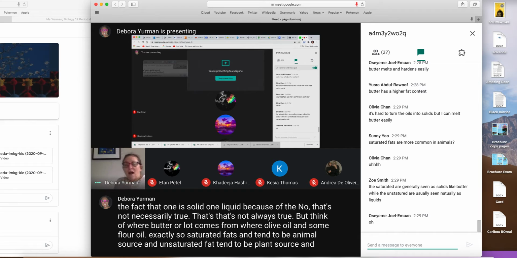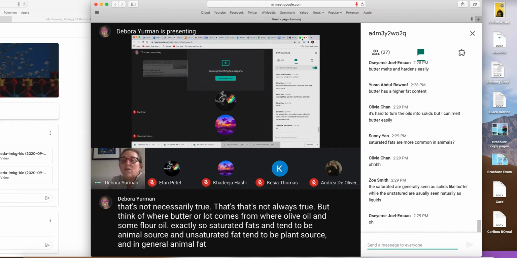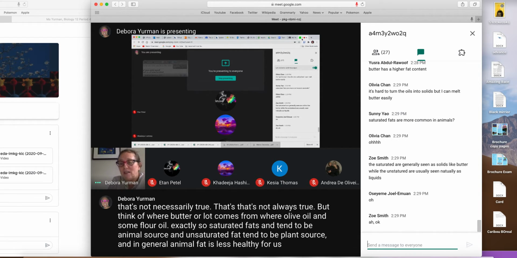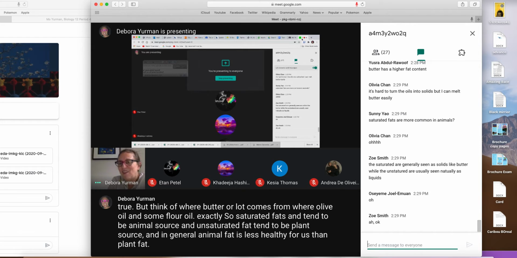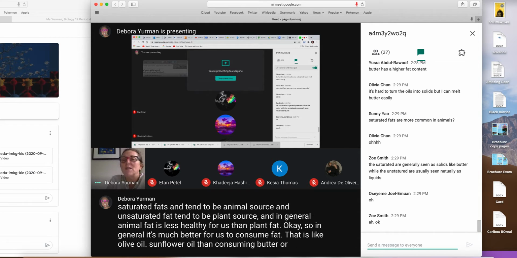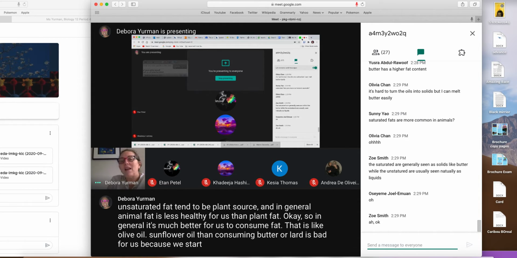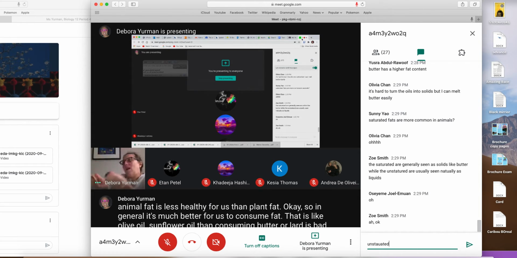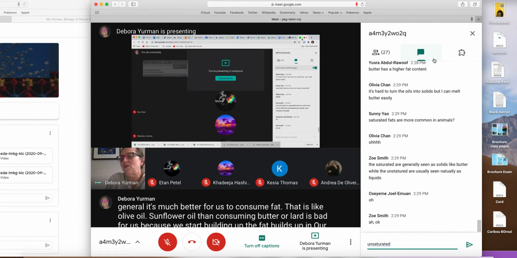And in general, animal fat is less healthy for us than plant fat. Okay? So in general, it's much better for us to consume fat that is like olive oil, sunflower oil, than consuming butter or lard. It's bad for us because the fat builds up in our arteries and it makes kind of a clog, and it causes heart disease, right? So animal fat is not as good for us as plant fat.